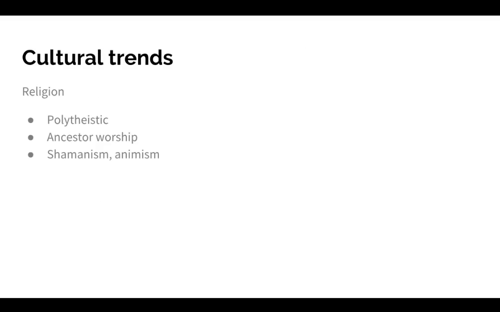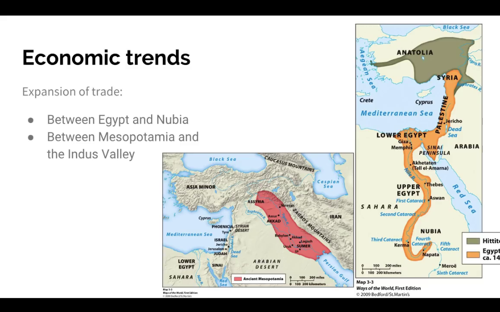Culturally, we have polytheistic religions, ancestor worship, and the focus on nature spirits, which is called animism, and the shamans would be the priests who could communicate with those spirits. So again, in this era, none of our major world religions have developed yet.